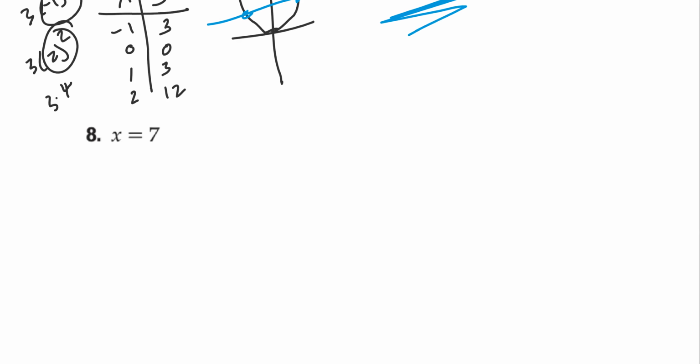X equals 7. So I'm gonna do the same thing. So this is interesting. So I actually can't plug any numbers in for x because no matter what I do, I'm gonna get 7.